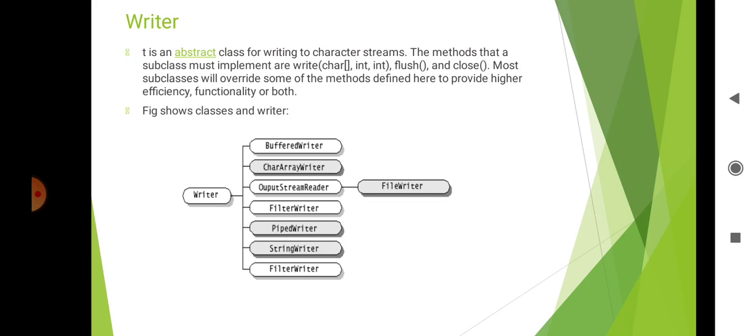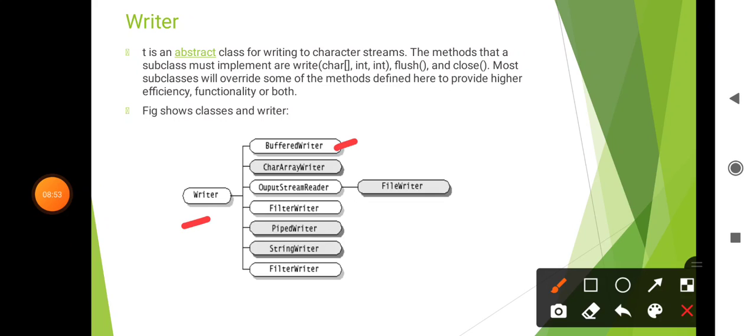Here the writer classes: writer, buffer writer, character array writer, then output stream writer, file writer, then filter writer, pipe writer, string writer, and print writer.